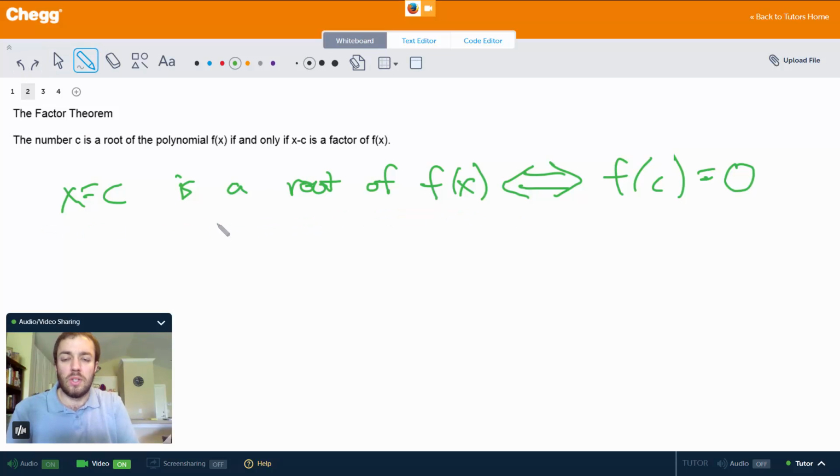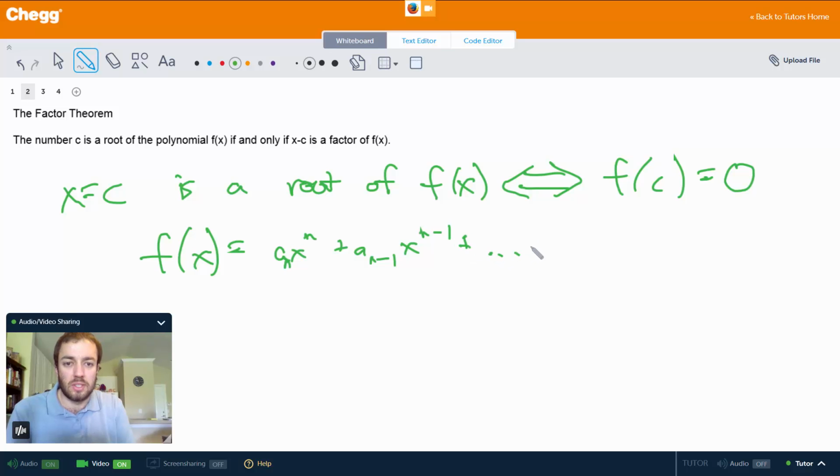Now how does that relate to the factor theorem here? Well, f of x is a polynomial, so we can say f of x equals a sub n x to the n plus a sub n minus 1 x to the n minus 1 plus dot dot dot plus a sub 1 x plus a sub 0.